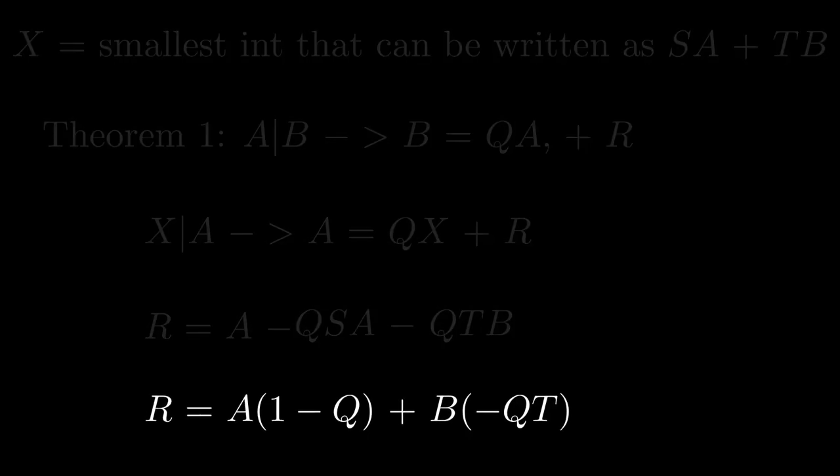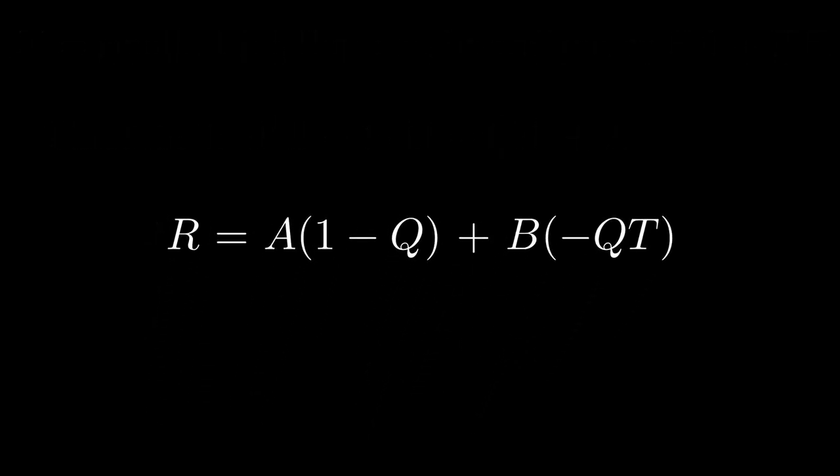Let's examine this last statement. Every variable is an integer, so we've managed to loop back to our original formula. An integer, r in this case, is equal to an integer times a plus an integer times b.